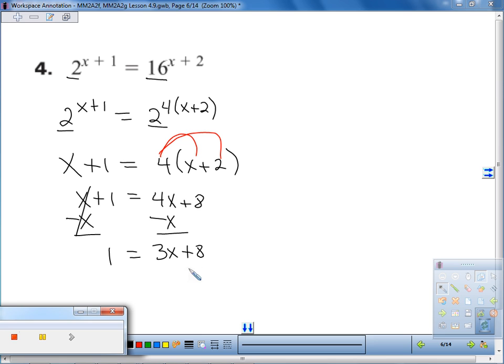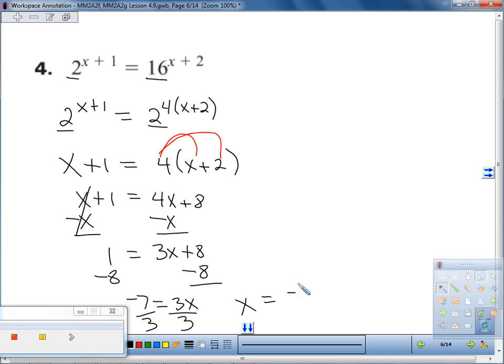Okay, now I'm going to move the 8 to the other side. So I'm going to subtract 8 from both sides. So I end up with 1 minus 8. They have different signs, so I end up subtracting, and take the sign of the larger absolute value. So I end up with negative 7 here is equal to 3x. And then finally we would divide both sides by 3, and x is equal to negative 7/3.